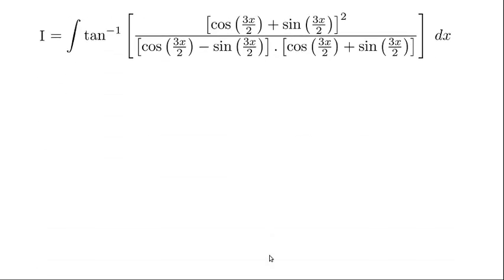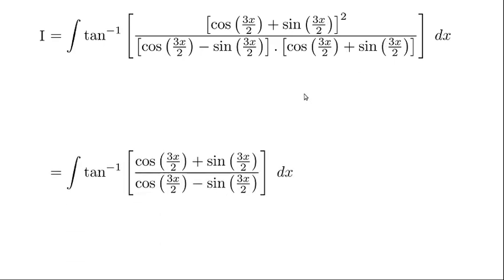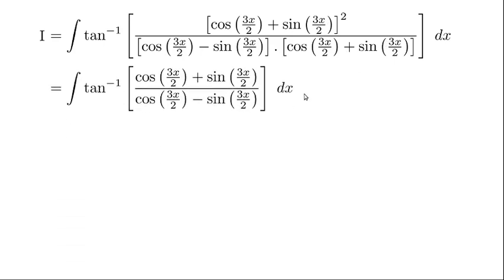Therefore I equals integration of tan inverse of (cos 3x by 2 plus sine 3x by 2) whole square divided by (cos 3x by 2 minus sine 3x by 2) into (cos 3x by 2 plus sine 3x by 2), which is in the form of a square minus b square, written as a minus b into a plus b. And here one a plus b term gets cancelled. So we'll be left with tan inverse of (cos 3x by 2 plus sine 3x by 2) upon (cos 3x by 2 minus sine 3x by 2).